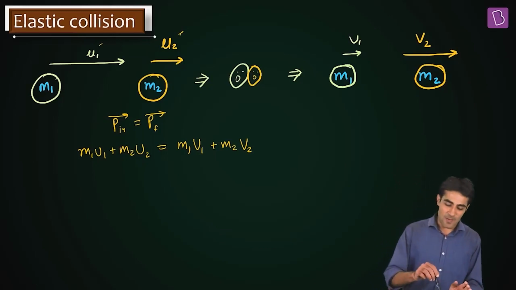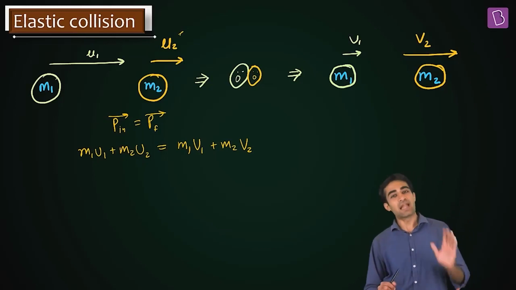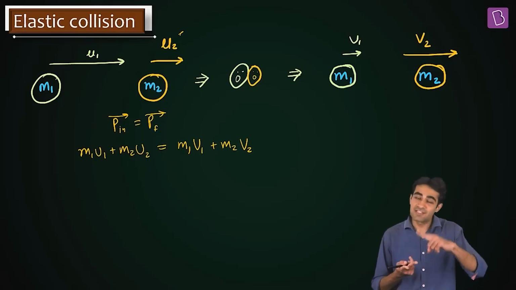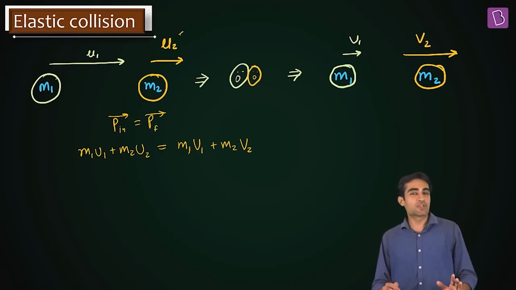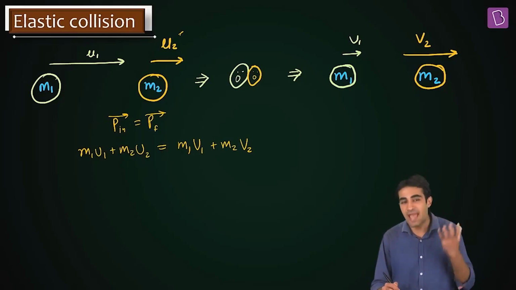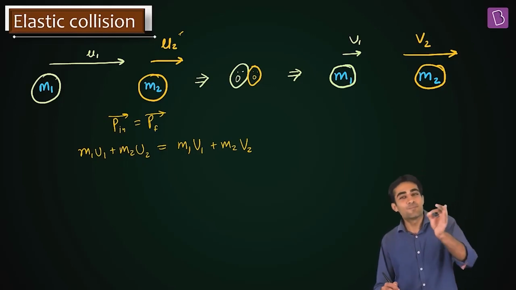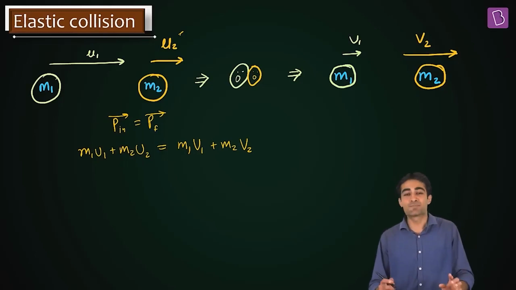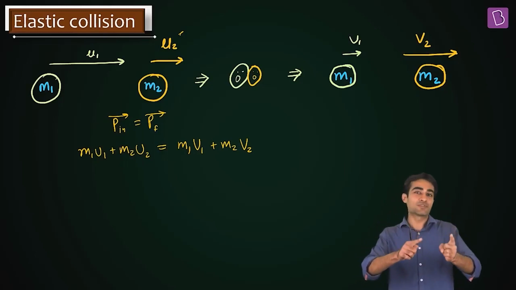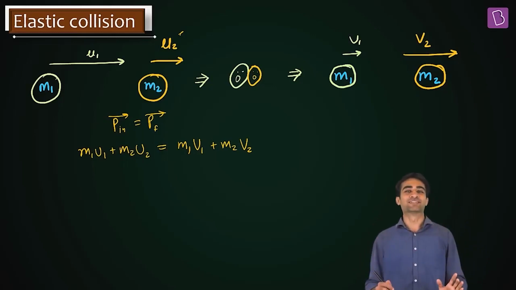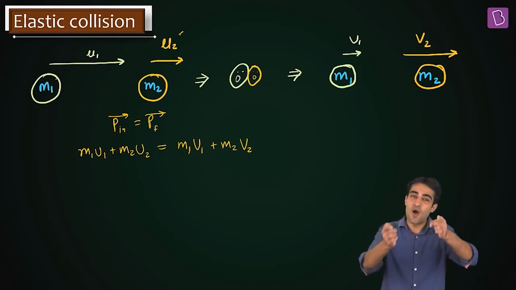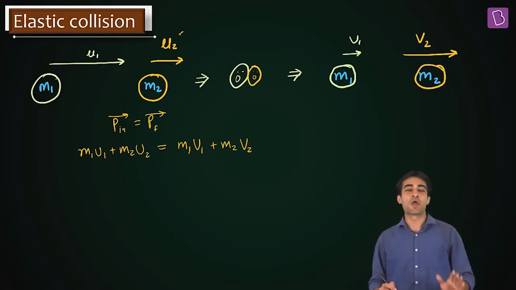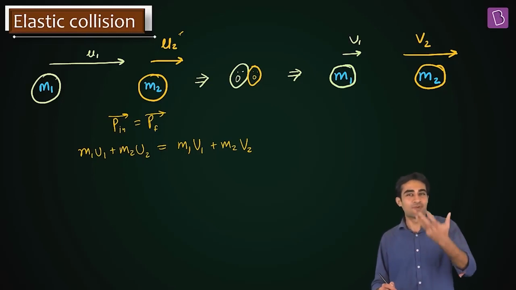Now, the second equation. For elastic collision, energy is also conserved. For elastic collision, momentum is conserved and energy is conserved. So, the second equation we can write in terms of conservation of energy. But let me give you a simpler way out. The other equation we can also write in this fashion. We can write speed of approach is equal to speed of separation. I will repeat that again. Speed of approach is equal to speed of separation. Did you get that? Okay, I will write the equation. Then you will get it.